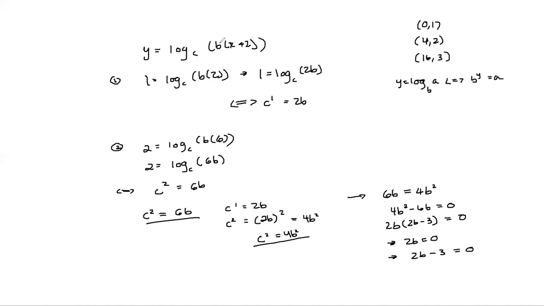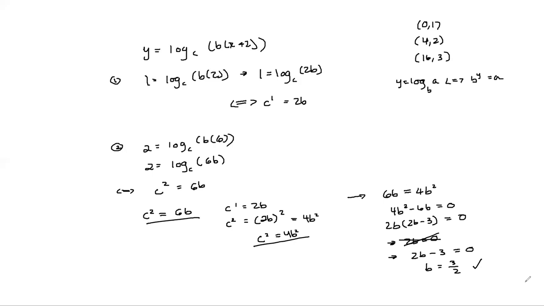And we cannot have b equal to 0 because then I don't have a function. I'm taking log of 0. So that is not in our choices. That means that we are left with b equals 3 halves. So now that I have b equal to 3 halves, I can rewrite the function.